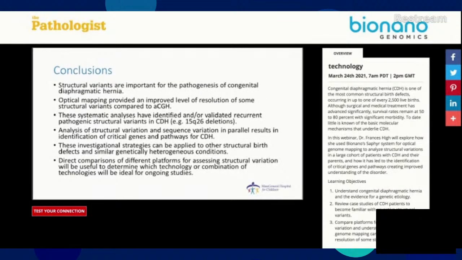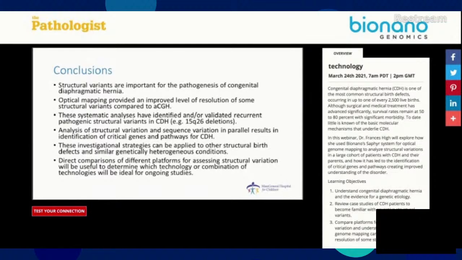Those were the major examples that I wanted to show you. I just want to finish by concluding that structural variants are important for the pathogenesis of congenital diaphragmatic hernia. I hope that I've shown you that optical genome mapping provided an improved level of resolution of some structural variants compared to array CGH, and that these systematic analyses have identified and or validated recurrent pathogenic structural variants in CDH. And I've shared the example of 15q26 deletions.